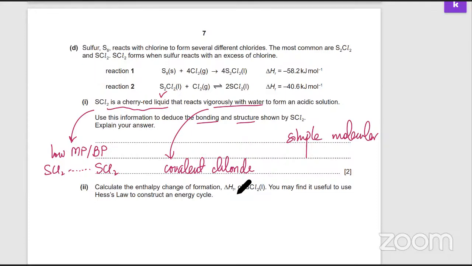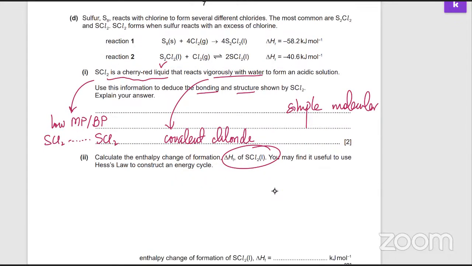So calculate the enthalpy change of formation of SCl2. What is the equation for enthalpy of formation of SCl2? So sulfur plus chlorine, these are the elements. I'll take that as the element, okay.